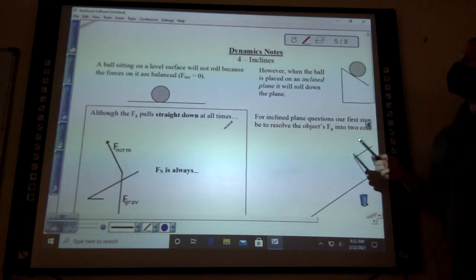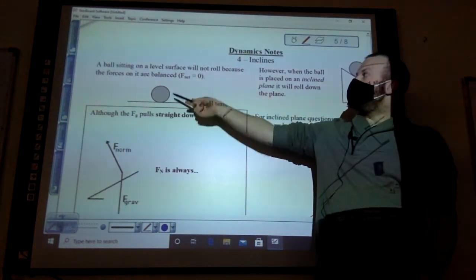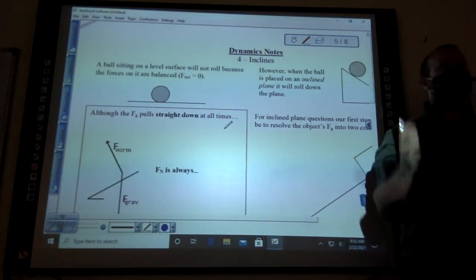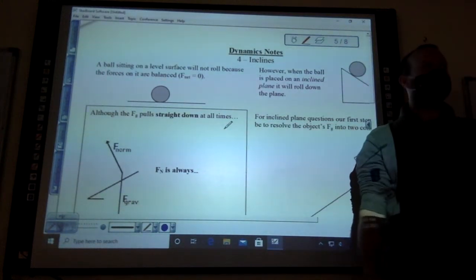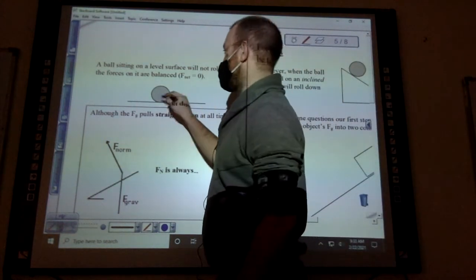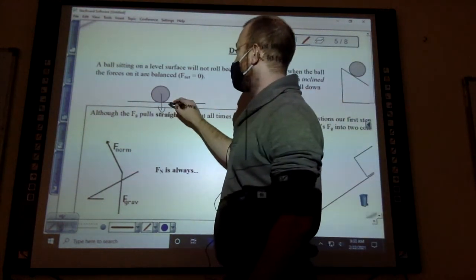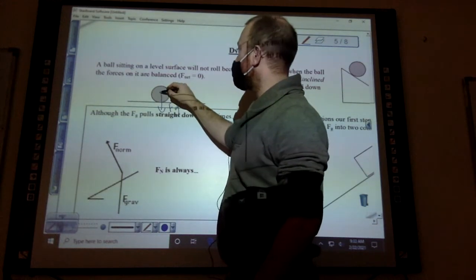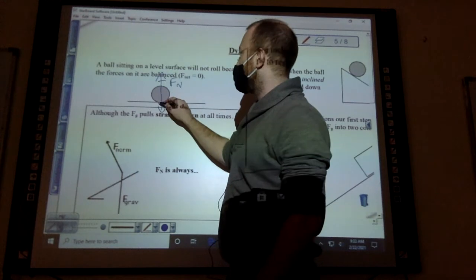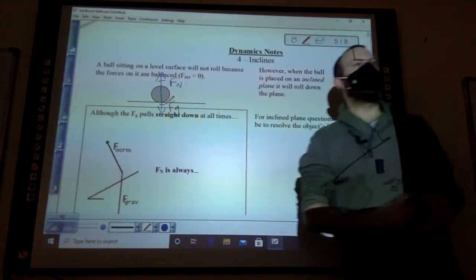So what you've seen before, if we've got, say, a ball sitting on a level surface like this, what are the forces acting on this ball? Force normal. Yeah. So we've got force of gravity going down. We've got force normal going up. These 2 are balanced.